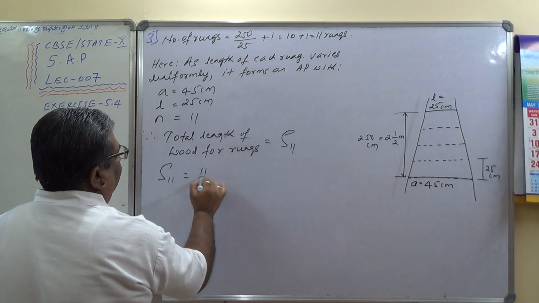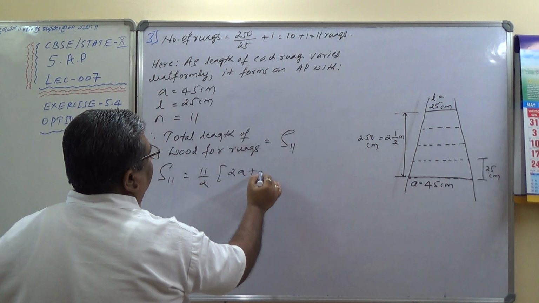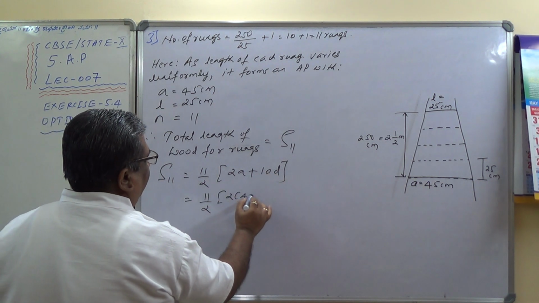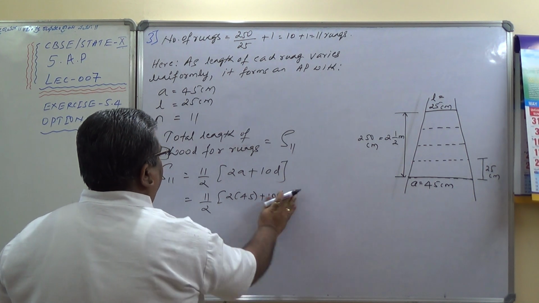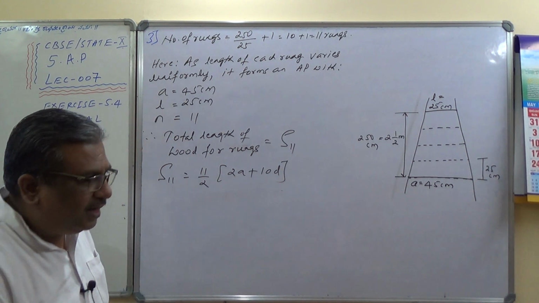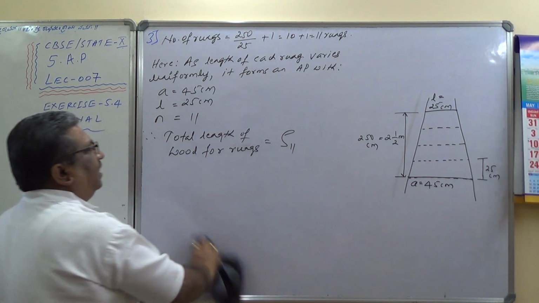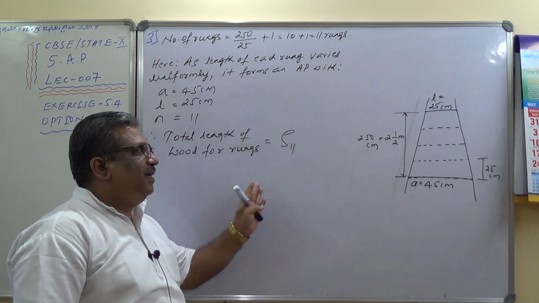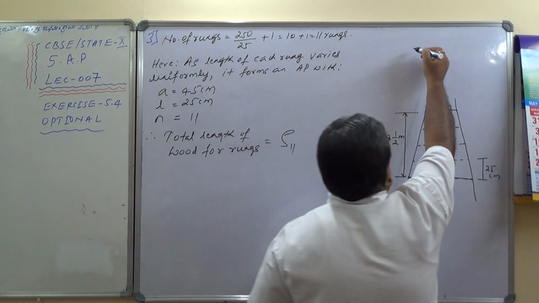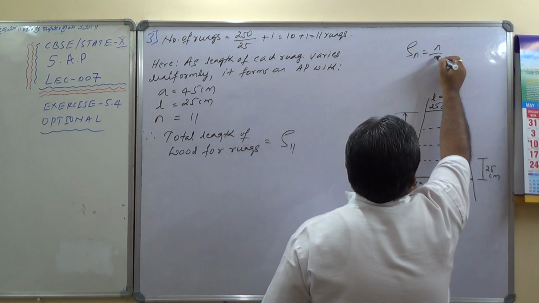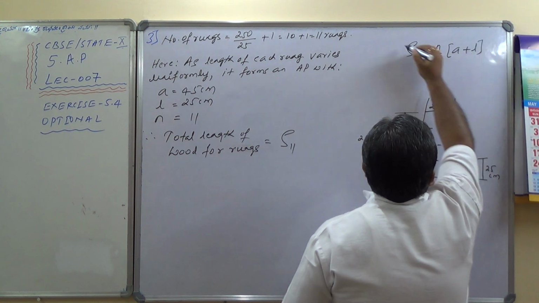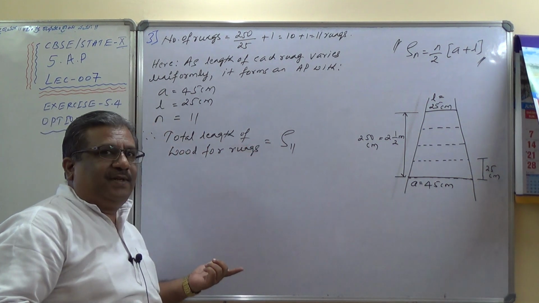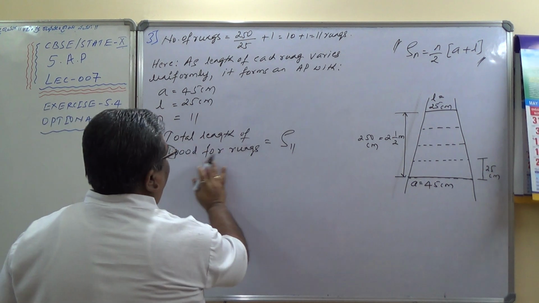So S11 equals 11 by 2 into bracket 2A plus 10D. I don't have D here. There is no common difference. See, some students were asking when should we use that n by 2 times a plus L formula. Here we use that formula. Here itself I'll write here. Sn is equal to, we use the formula n by 2 into bracket a plus L. Dear students, please note it down. This is the formula we are using. Do you know D here? We do not know the common difference D at all here.